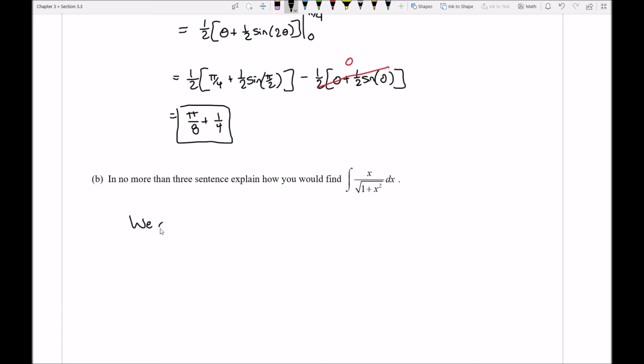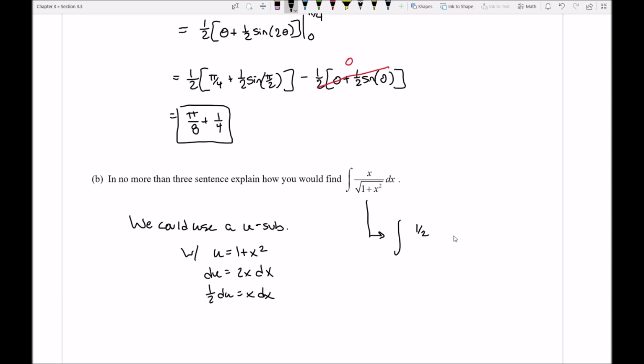Well, I'm going to note that we could use a u substitution, specifically one where u is equal to 1 plus x squared, and du would then be 2x dx, or a half du is x dx. Notice actually how simple this integral would look as a result. I'd have a 1/2, a du, and a square root of u. That's an extremely simple integral to work with, way easier than doing a trig sub.